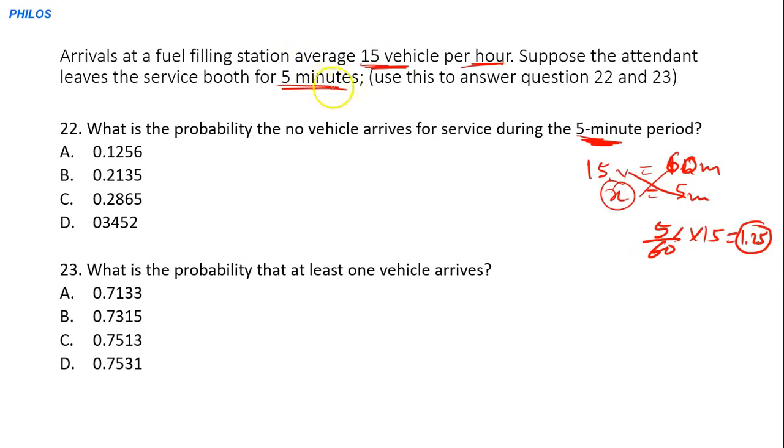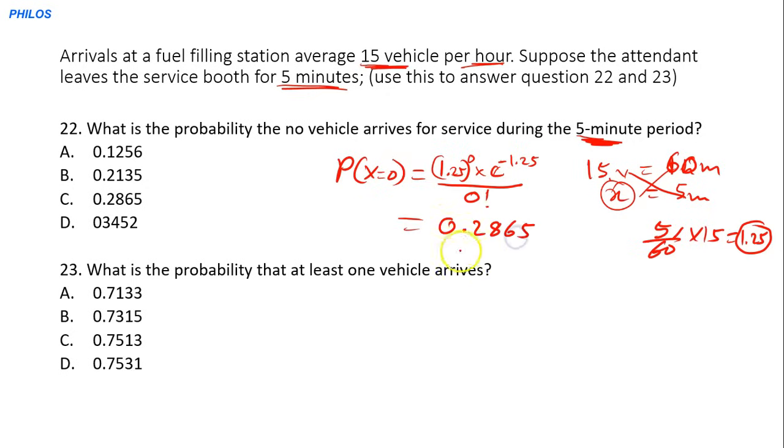So with the mean for 5 minutes, which is 1.25, you can say the probability that no vehicle arrives, that is x equals 0, is equal to the mean 1.25 exponent 0 times e exponent negative mean, divided by x factorial. When you put this on your calculator, you get 0.2865. So the correct answer for question 22 is C.